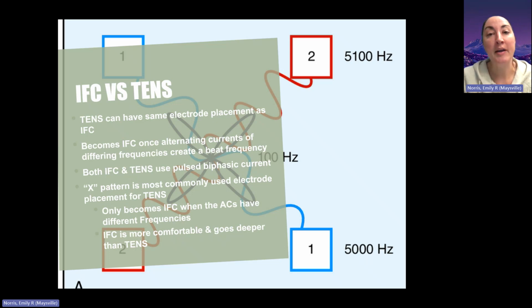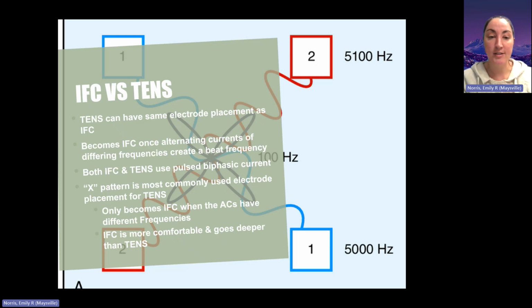So that's why we might use IFC, but you can use a TENS unit, some TENS units, depending on their settings, to still do IFC and get that beat frequency. So both use the same waveform. I'm sorry for the confusion there.